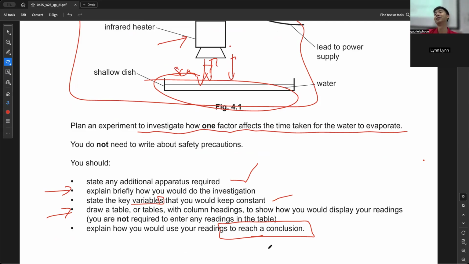Repeat the experiment. You tell me, how do I get a conclusion? The further away this. Guys, now you see what she's saying now is exactly what I tell you guys not to write. You don't know the answer, although you know that obviously the further away it is, the longer it takes to evaporate, right? This is common sense. You are not allowed to write that. You will be wrong. Because you are asked how to reach the conclusion, not what is the conclusion.